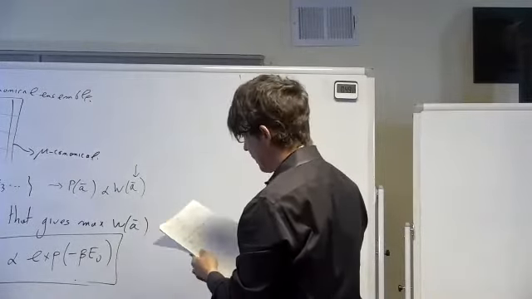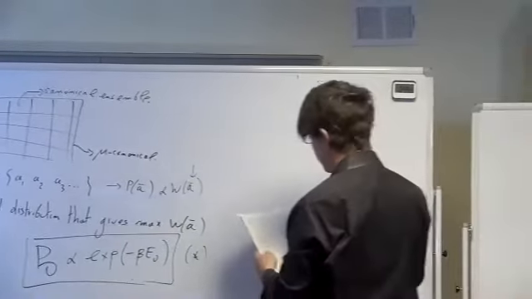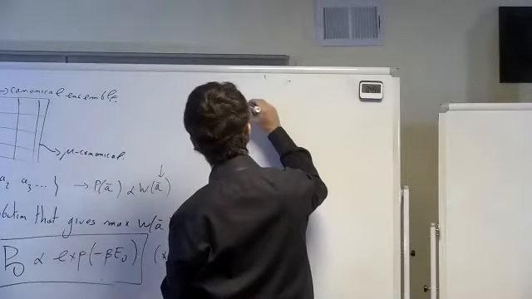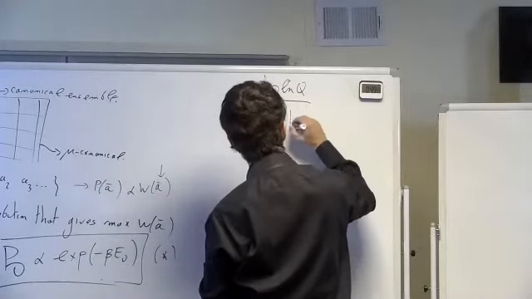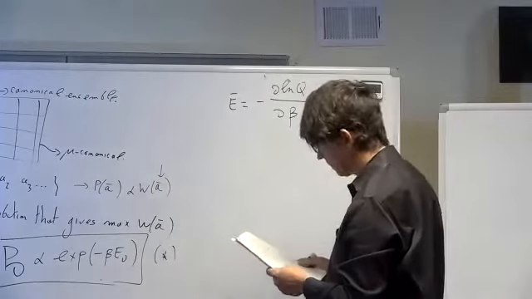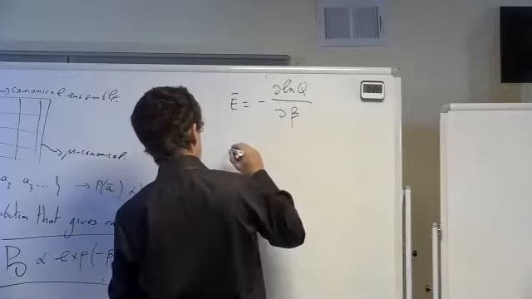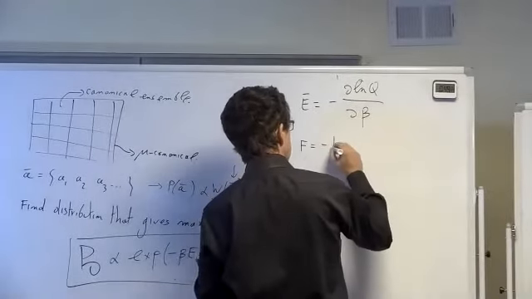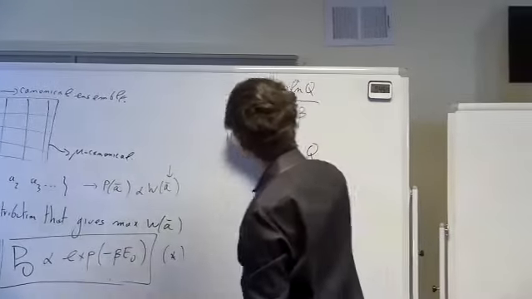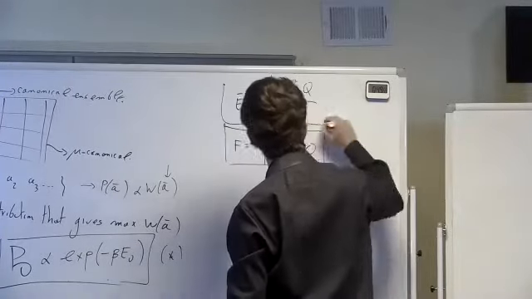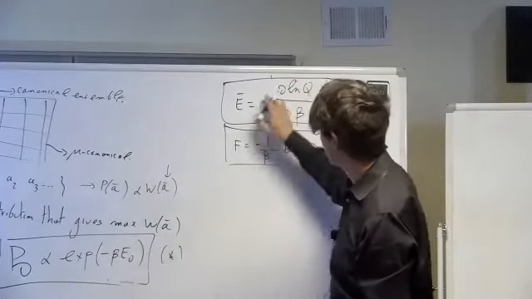So if I can summarize here: this is one equation, the probability. We also showed that the energy is minus the derivative of the log of Q with respect to beta. And then through the Gibbs-Helmholtz relation, we found that the free energy is minus 1 over beta log Q. So far, this is our basic equation for the canonical ensemble, and then we have the two relations with thermodynamics.